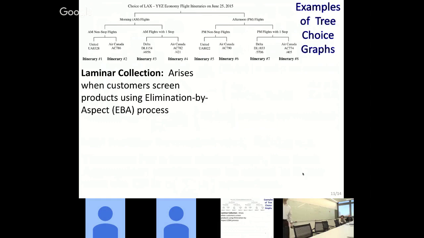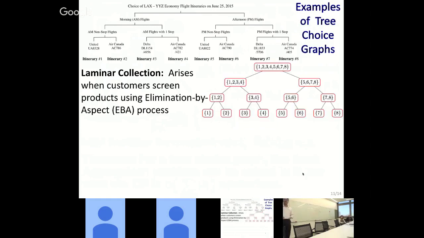Here's one. It might arise when customers search for a product using this elimination by aspect process. So suppose I'm searching for a flight, say, from LAX to Toronto, by looking at various different criteria. Suppose I want a morning flight. Well, itineraries 1, 2, 3, and 4 are morning flights. So what I see on the screen are 1, 2, 3, 4. Then I want to refine them further. I want a morning flight with one stop, so maybe it's cheaper. So that leaves itineraries 3 and 4. And you can refine them further to get a single itinerary.